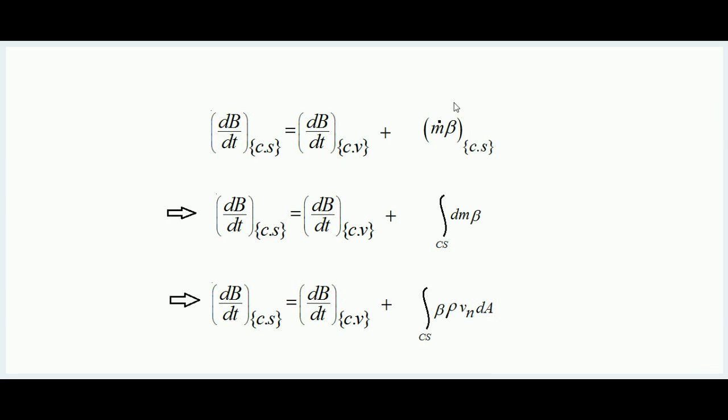Now one more thing over here: this m dot beta is the net amount of property accumulation inside the control volume, so it could be positive and it could be negative also. It will be positive in case the net amount of property entering the control volume is more than the net amount of property going out of the control volume. And in case the net amount of property going inside the control volume is lesser than the amount of property which is leaving, in that case m dot beta CS would be negative. So hope you have understood the Reynolds transport theorem and its physical significance.